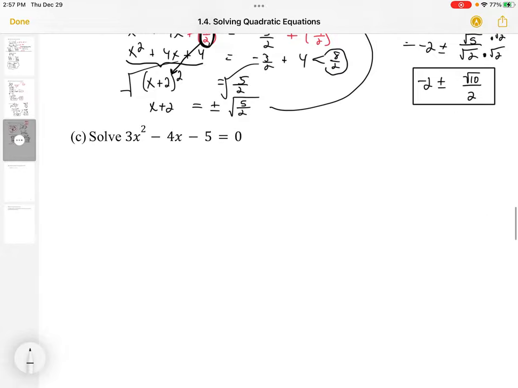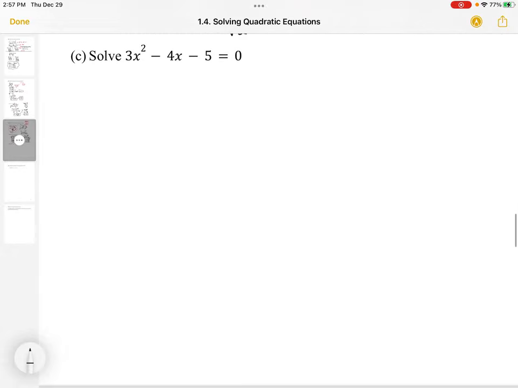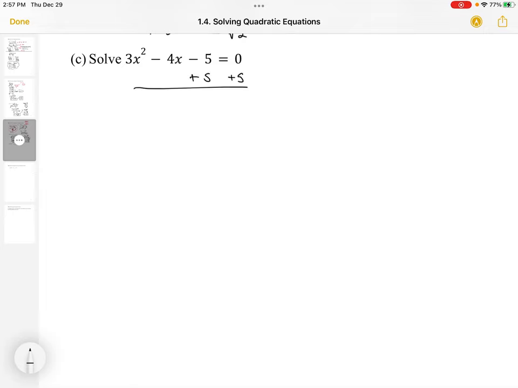And we have one more example that's going to get quite interesting. Okay? So we go through the process as we have. We add 5 to both sides. We're left with 3x squared minus 4x equals 5. We have a coefficient of 3. We want a coefficient of 1. So we divide the entire equation, every term, by 3, and we end up with x squared minus 4/3 x equals 5/3.